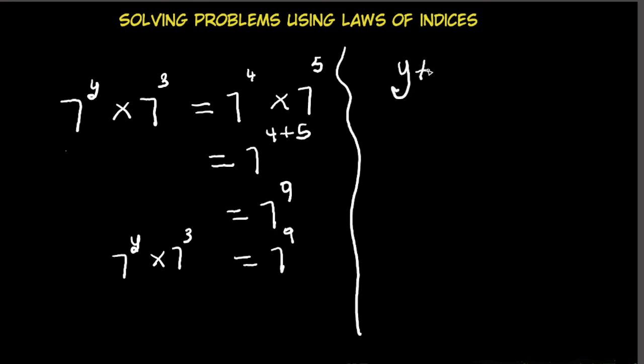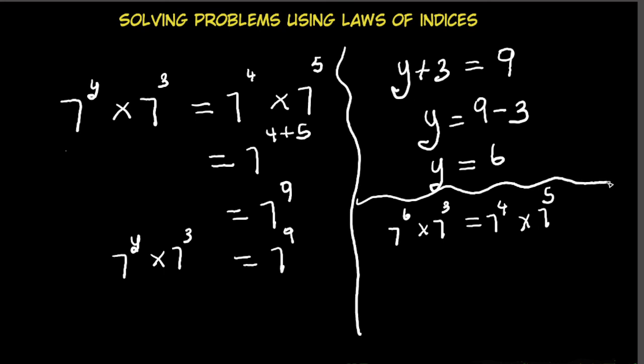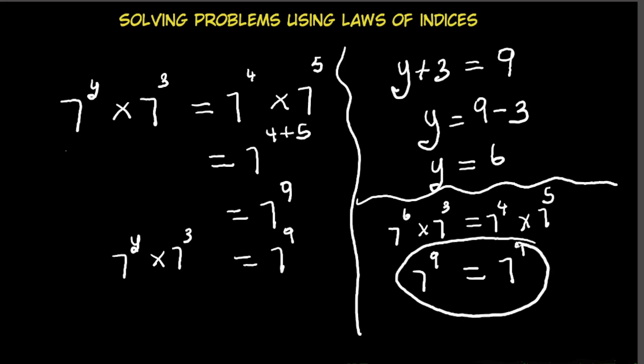So y plus 3 equals 9. y equals 9 minus 3. y equals 6. So let's ensure that when we have 6 here, we get 7 raised to the 9th power. Let's go. So 7 to the 6th power times 7 raised to the 3rd power is equal to 7 raised to the 4th power times 7 raised to the 5th power. So I'll keep our base, which is 7, and 6 plus 3 is 9, equal to, keep our base over here, which is 7, and 4 plus 5 is 9. And that is our final answer. y is equal to 6.